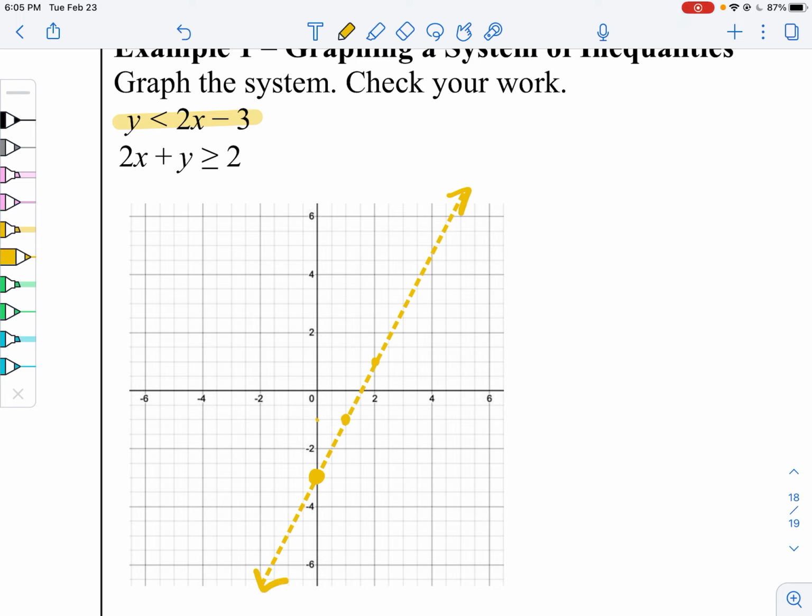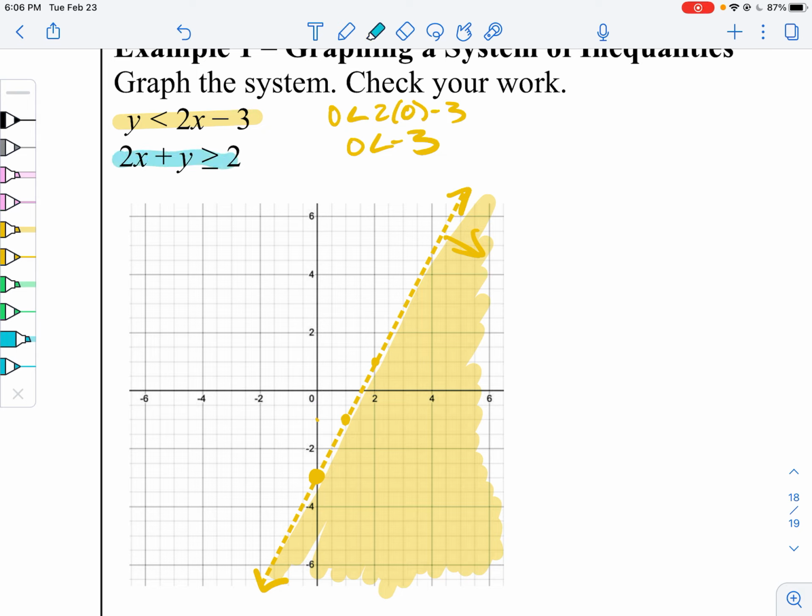Okay, so we drew that, and now we need to find a test point. Let's use 0, 0, because it's our best friend. Is 0 less than 2 times 0 minus 3? Well, is 0 less than -3? Oh, rip. It is not. So we're going to shade the other side of the inequality, which is that guy right there.